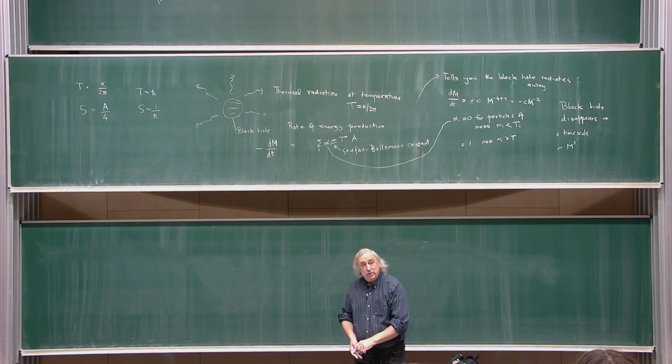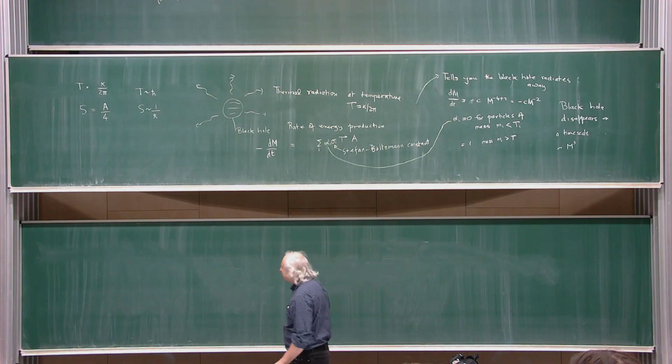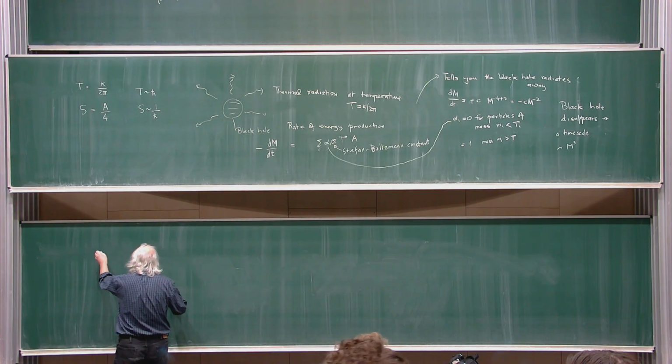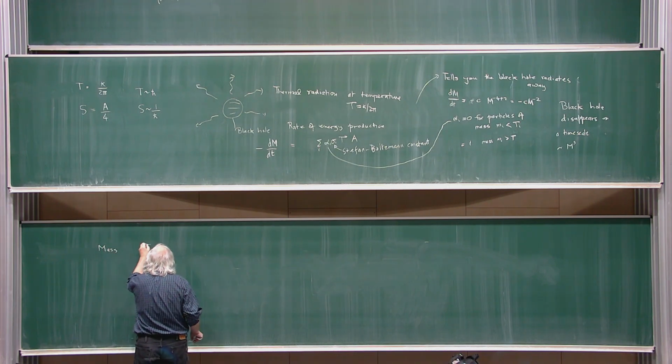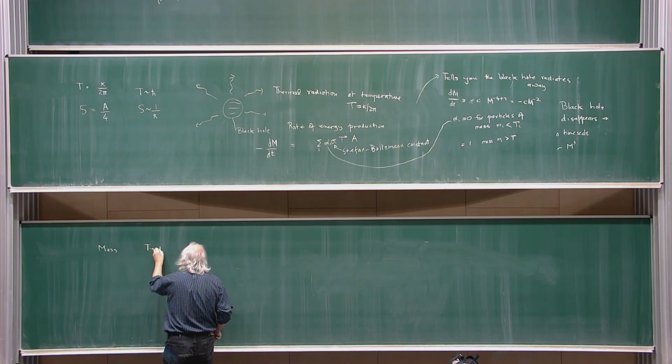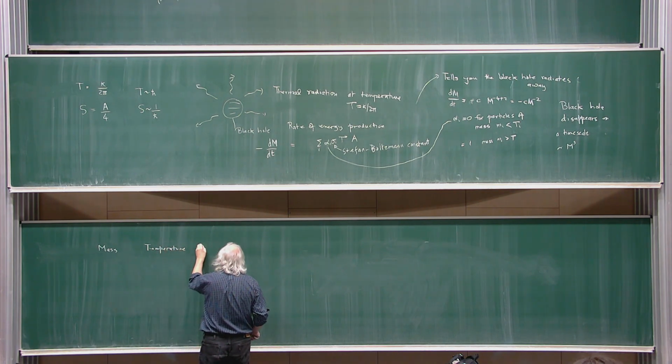So just for the Schwarzschild case, let's look at some numbers. Mass, temperature, lifetime.